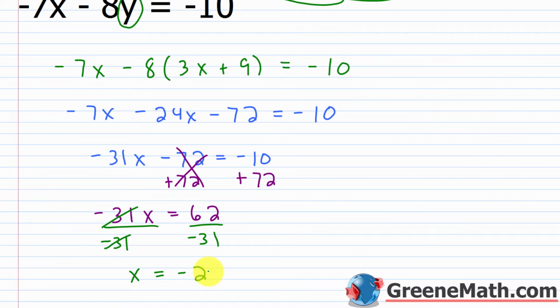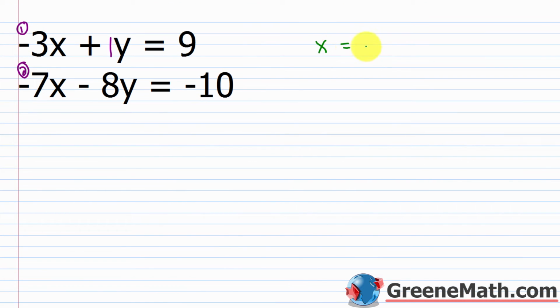So let's go ahead and erase everything. So we already know that x is equal to negative 2, whereas an ordered pair would be negative 2, comma, and then something.